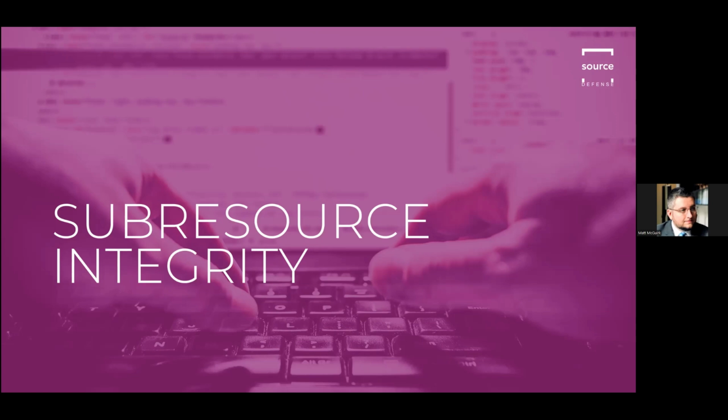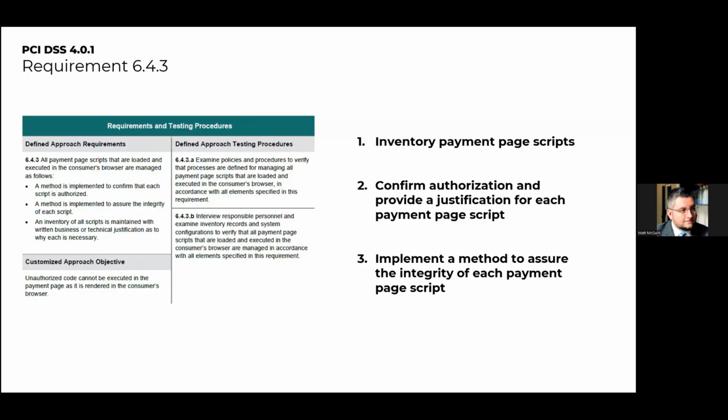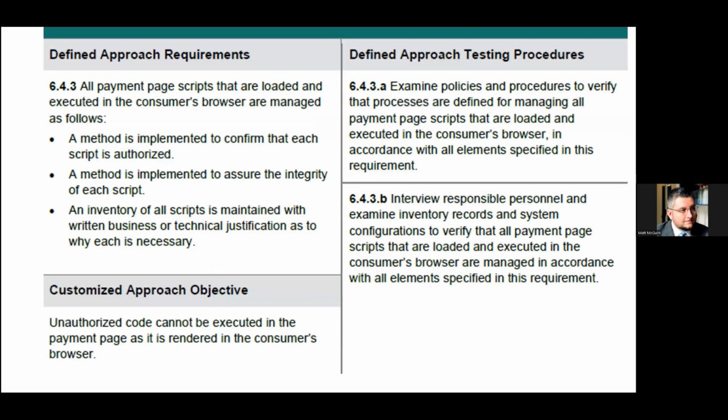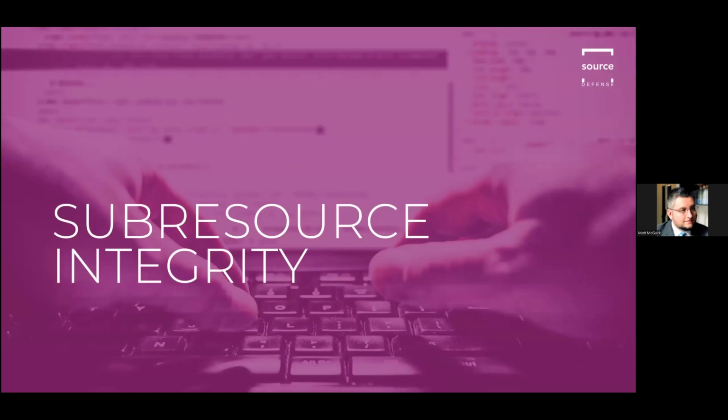Let me just go there now so we can have it. In 6.4.3, you've got this language about a method, the middle bullet there on the left: a method is implemented to assure the integrity of each script. So one might be led to the idea that you need to implement sub-resource integrity in order to be compliant with 6.4.3, which is not the case, by the way.